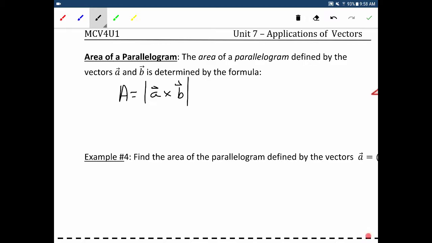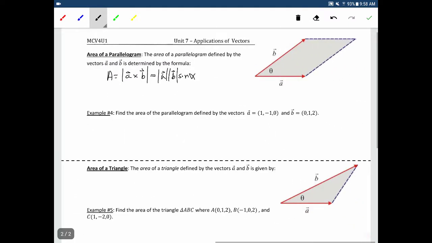Now sometimes, depending on how you're given these vectors, it may be easier to use this version where we take the magnitude of A, magnitude of B, and sine alpha, where alpha is the angle between them. Simple enough. So let's do example 4 here.